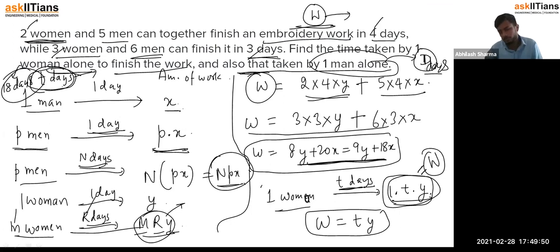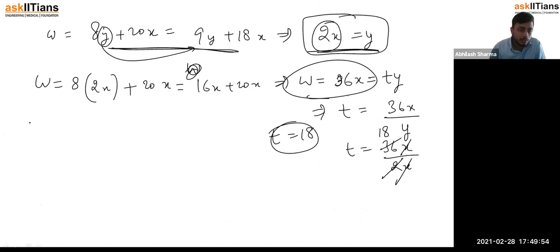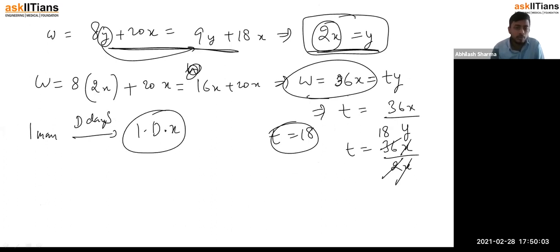Then what can we say? We can say that one man in D days can produce 1 into D into X work. But since we have assumed that in D days he completes the entire work, the amount of work he has done should be equal to the entire work. So we are getting D is equal to W upon X.